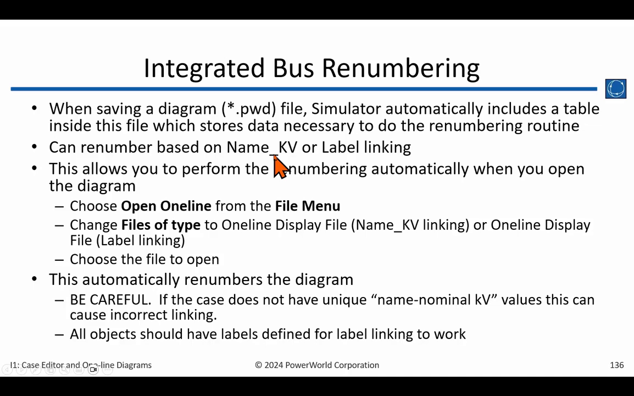It's a little bit of a heuristic. And it also just may not match up. The same name and nominal kV might not be present because maybe the name changed, or maybe even the nominal kV changed. And also the bus may just not exist in the next case. So there are some cautions listed on the slide associated with this, but if you want to try it, I'll flip over to Simulator and show you where that is.